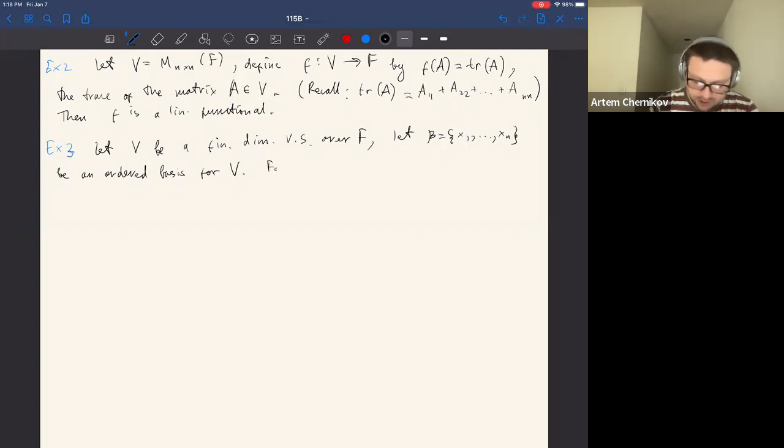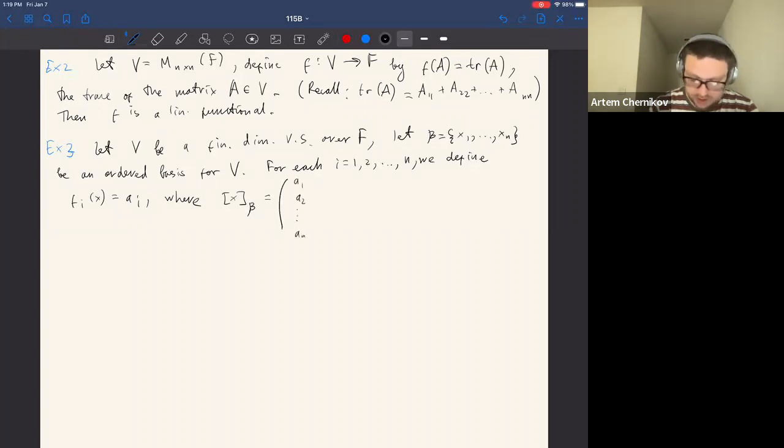Okay. So then for each i ranging from 1, 2, etc. through n, we define a function fi of x equals ai, where x is a vector in V, and the presentation of this vector with respect to the ordered basis beta is given by a1, a2, etc. through an. Okay, so this is the coordinate vector of x relative to beta.